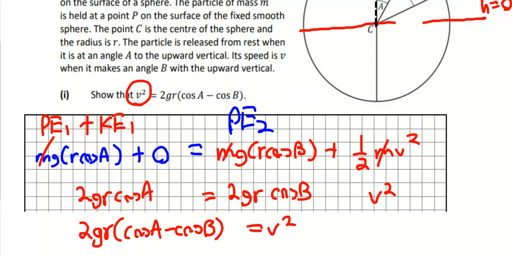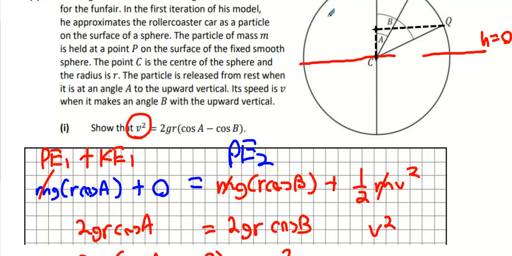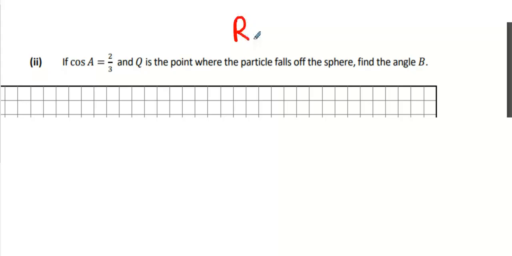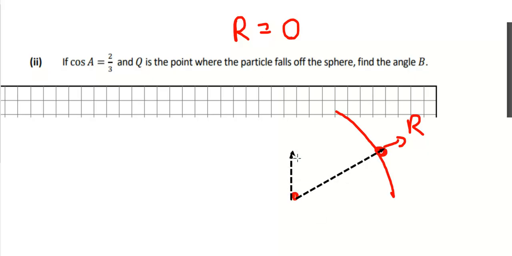What we're going to do is part 2, is it? Oh, I haven't got part 2 yet. If cos A is 2 over 3 and Q is the point where the particle falls off the sphere, find the angle B. What do we know about the R value when you fall off the sphere? R value is 0. Now, this is the point at which the R value would be 0. Is that okay? And that's the center of the circle. And we all agreed that it was at angle B, wasn't it? Are you all happy that's angle B?